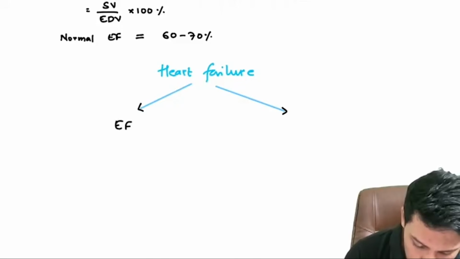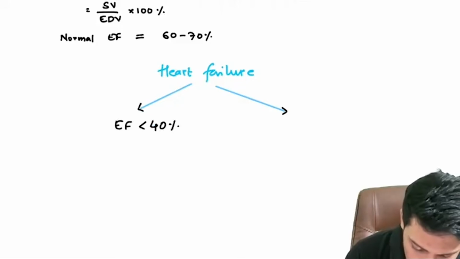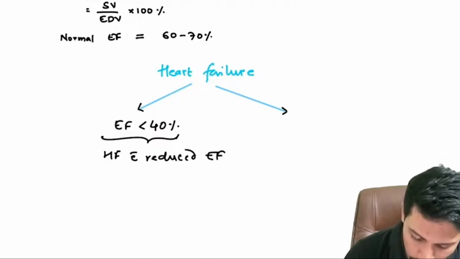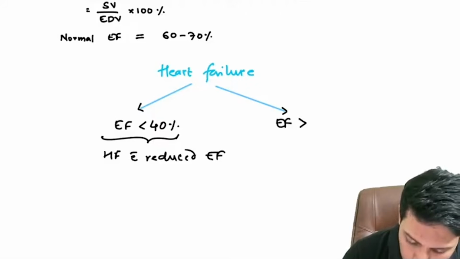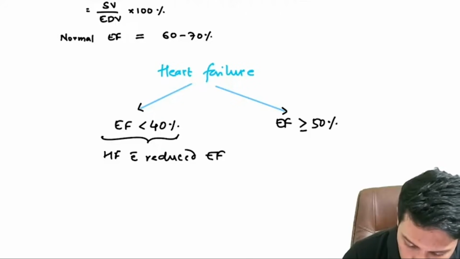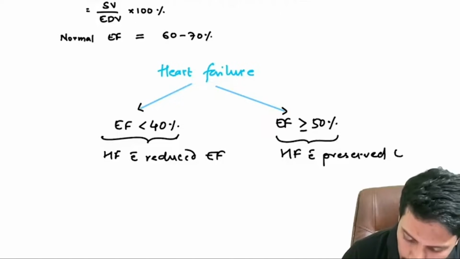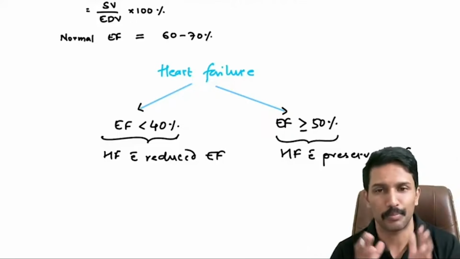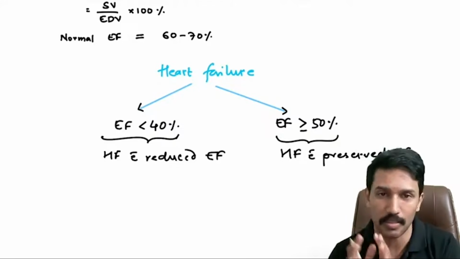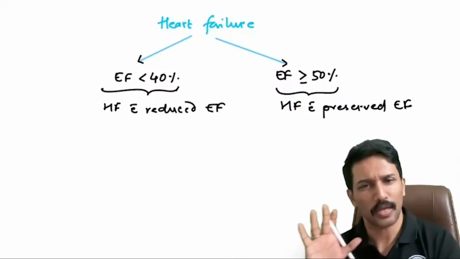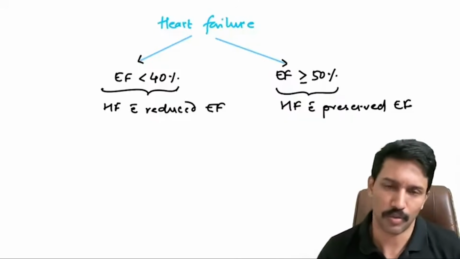So if ejection fraction is less than 40%, we will call it heart failure with reduced ejection fraction. And if EF is more than or equal to 50%, we will call it heart failure with preserved ejection fraction. If the EF is between these numbers, we can call it heart failure with mid-range ejection fraction. Okay. Now, as a UG student, as long as you are able to quote preserved and reduced, fair enough. It's more than enough.